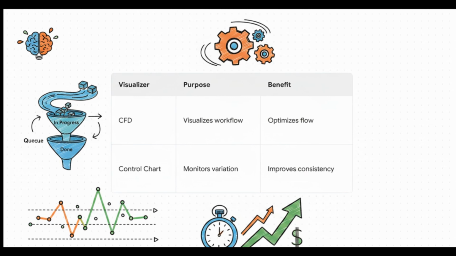Think of it like a live traffic map for your workflow. It lets you instantly spot exactly where work is piling up so you can optimize the flow and slash that lead time we just talked about. Second is the control chart.